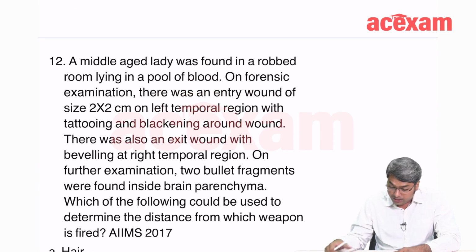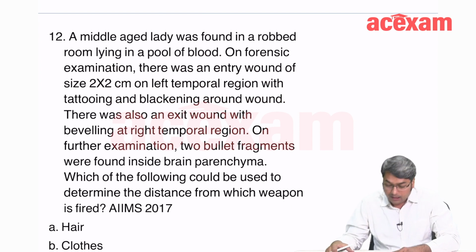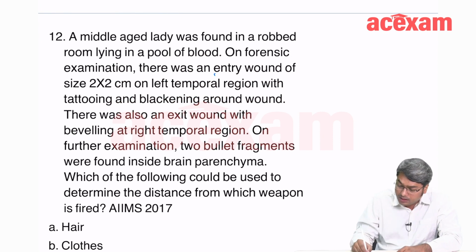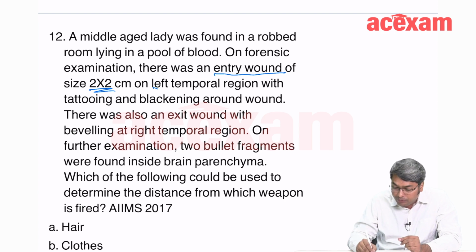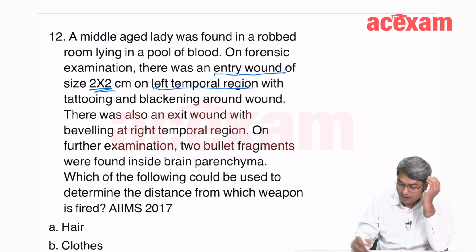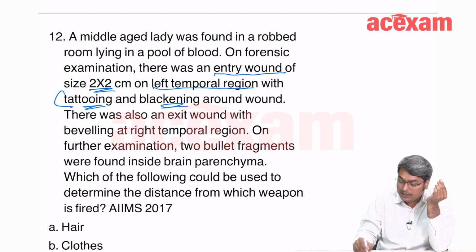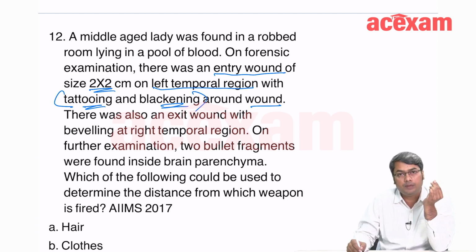Next is a very big question. Let us go through it. A middle-aged lady was found in a robbed room lying in a pool of blood. On forensic examination, there was an entry wound. This is the key word, entry wound of size 2 into 2 centimeter on left temporal region with tattooing and blackening around wound. Okay. So, entry wound 2 into 2 centimeter, tattooing, blackening. So, what is the range? The range is close shot.